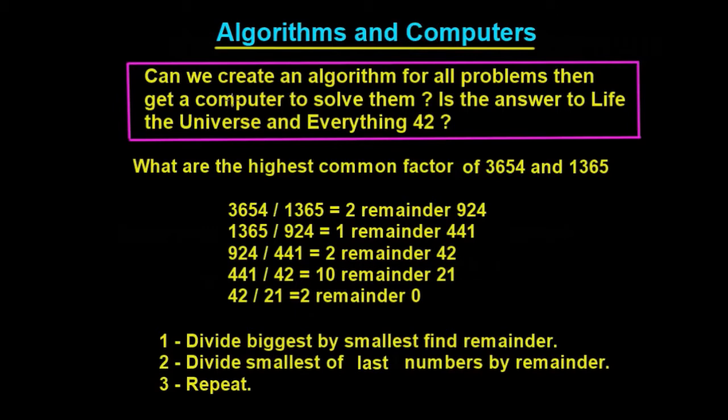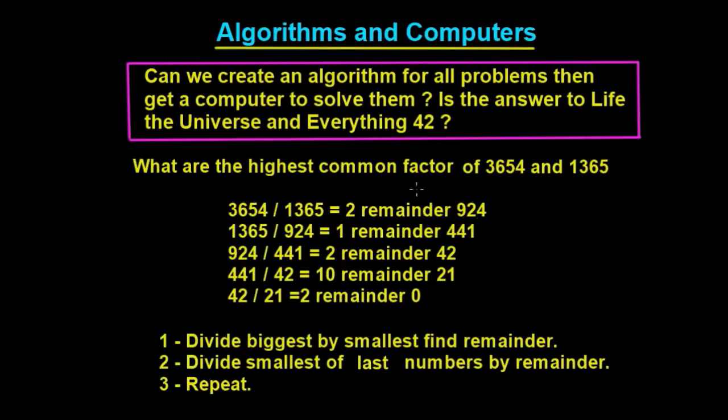So we're going to ask and answer the question, can we create a master algorithm that will solve all problems? And can we get a computer to run that algorithm to find a solution? So it's kind of like the famous book, The Hitchhiker's Guide to the Galaxy, in which they get a computer to answer the question of life, the universe and everything, and it comes up with an answer of 42. So first of all, we're going to have a look at what we mean by an algorithm, and we'll go through an example of an algorithm.